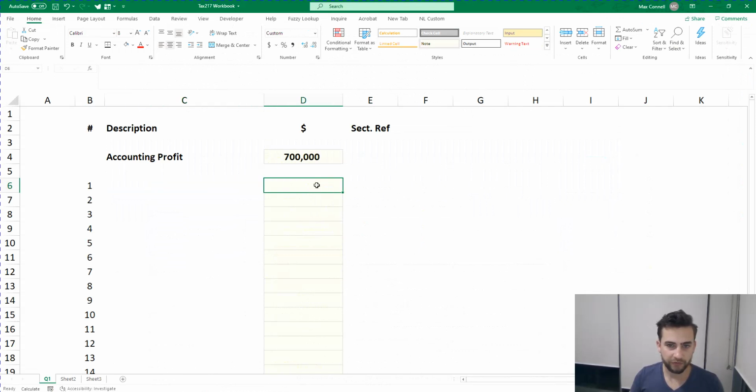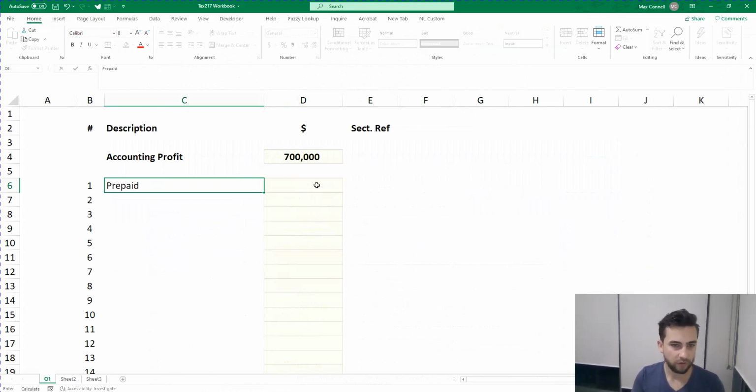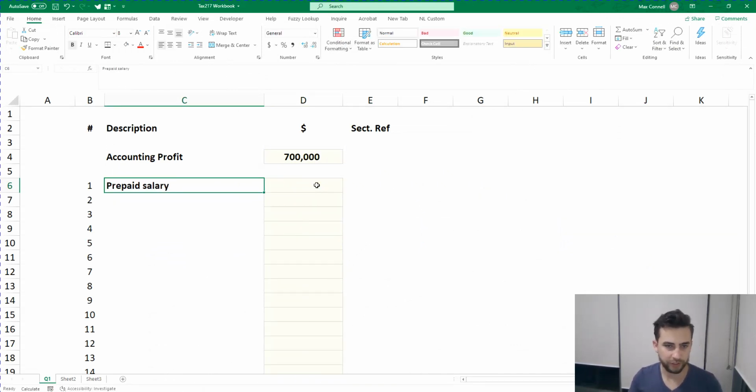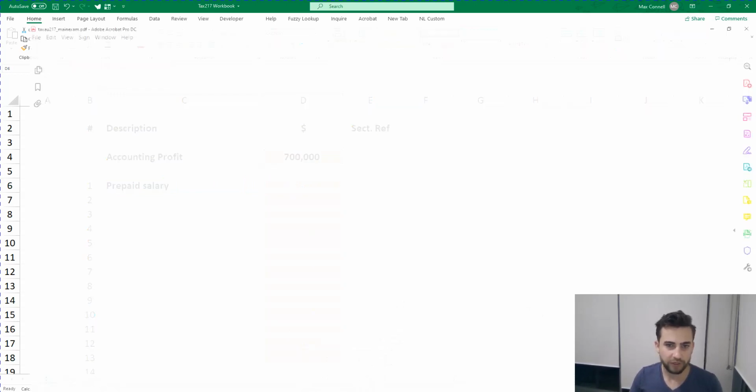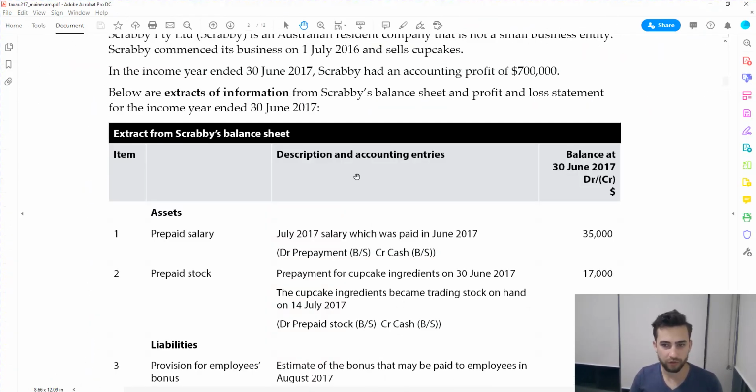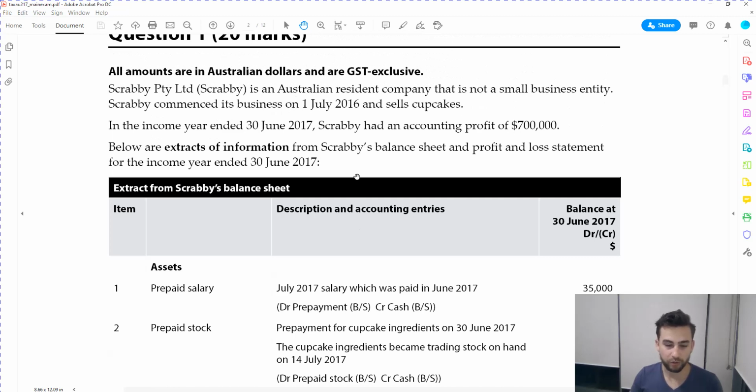Now even if the answer is 0, we're still going to include it in there, just so that the marker knows what our approach is going to be. So the first thing you need to think about is whether it is within accounting profit or outside accounting profit, because that's going to determine our approach or our answer for it. The next step is to consider how the Income Tax Act 1997 treats this particular item.